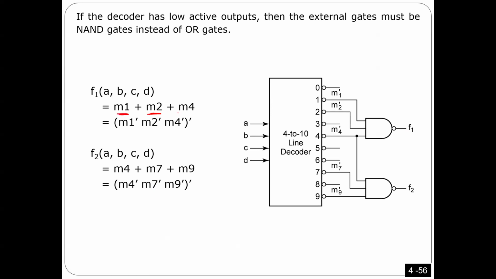If these are the minterms here, M1 or M2 or M3, it is the same thing if you have here M1 prime, M2 prime, and a NAND gate here. Do you remember why this one is equal to this one? Yeah, I know. Because if you use De Morgan, this one becomes M1 prime or M2 prime or M4 prime, all primed. You got what I'm saying?